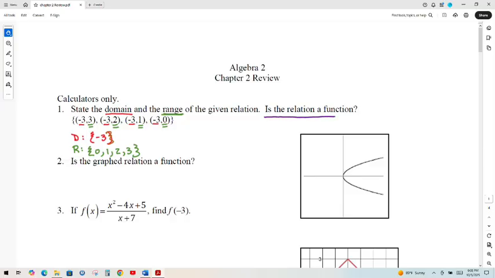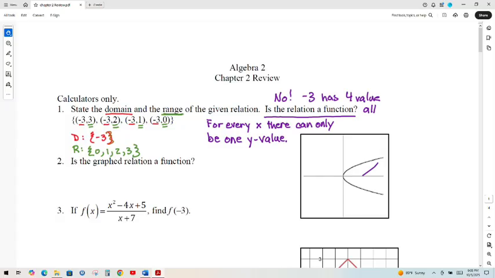Now the next question is whether it's a function or not. Now remember, to be a function, for every x there can only be one y value attached to it. So as we're looking at this problem, we can say no, this is not a function, because when we're looking at it, -3 has 4 values attached to it. So this cannot be a function. For every x, there can only be one y value attached to it. So this fails, it is not a function.